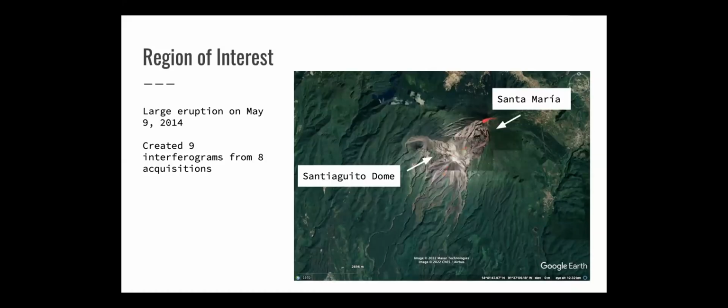And this is zoomed in. We have Santa Maria here, and then a lava dome called Santiaguito, which has been there for about the last 100 years, more or less continuously erupting.